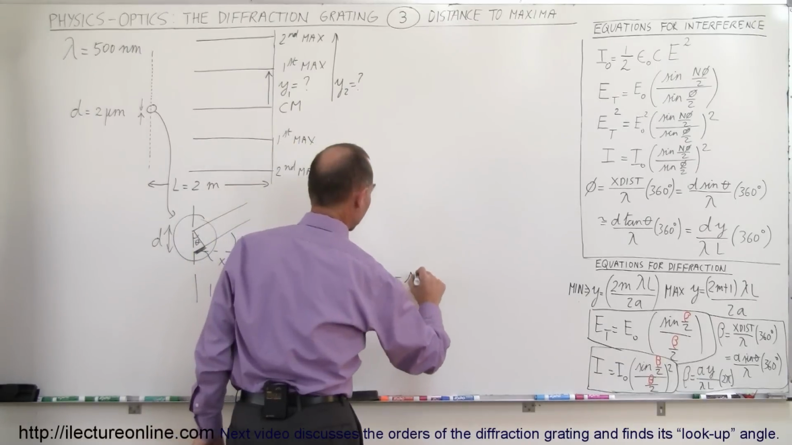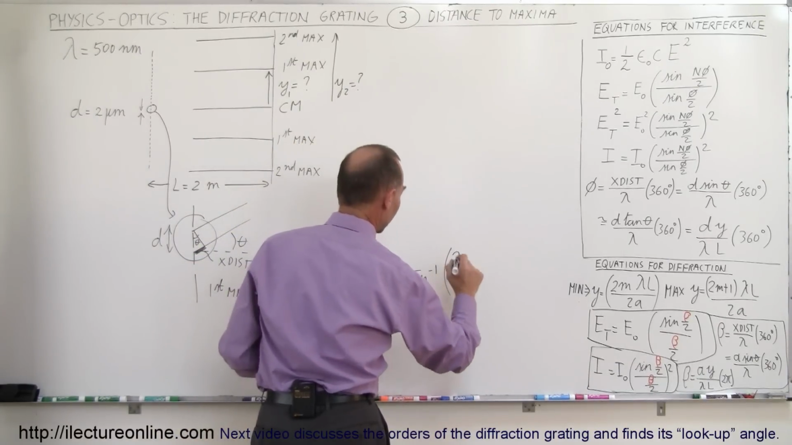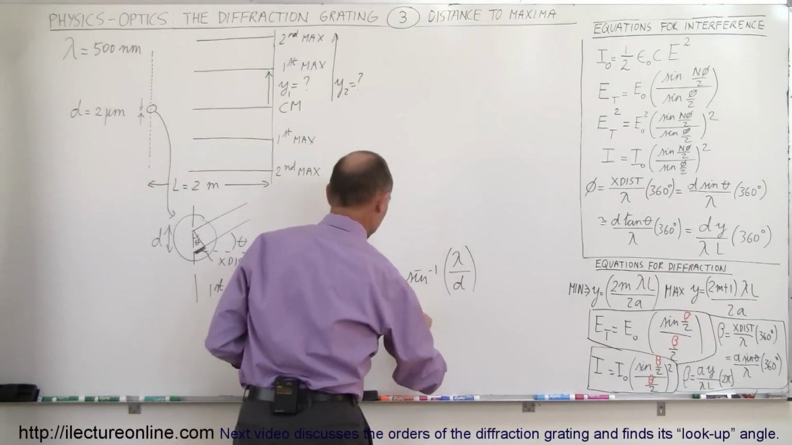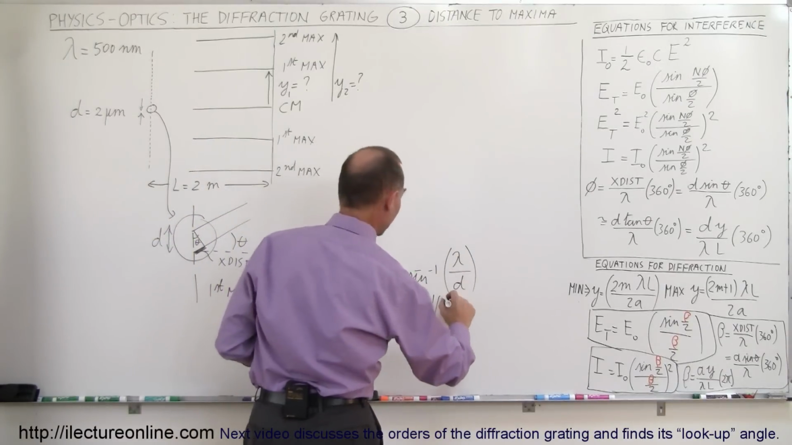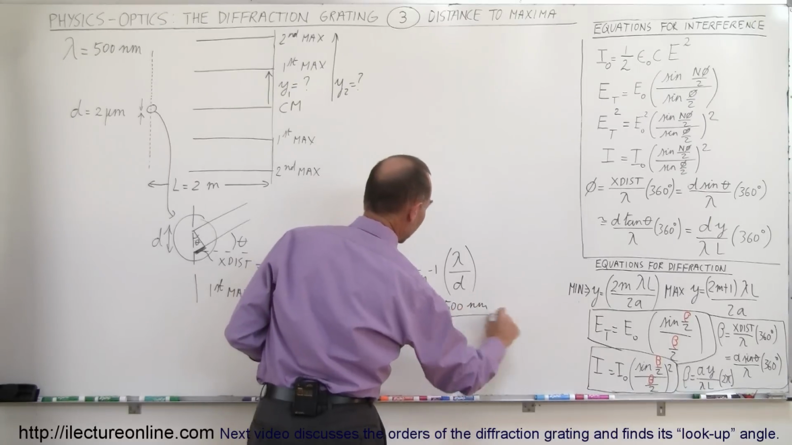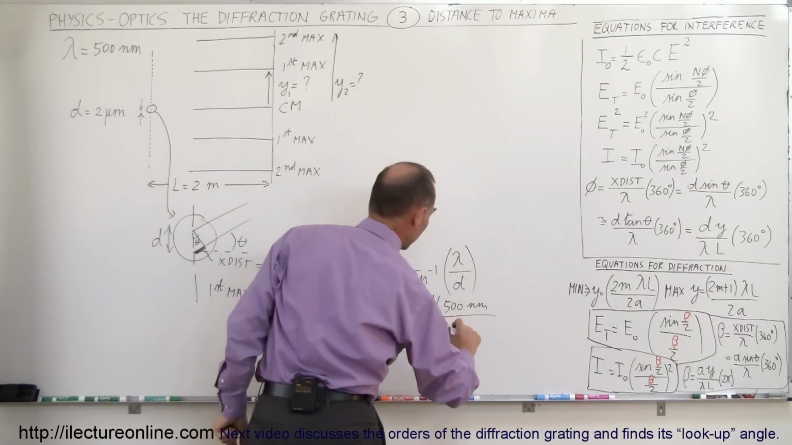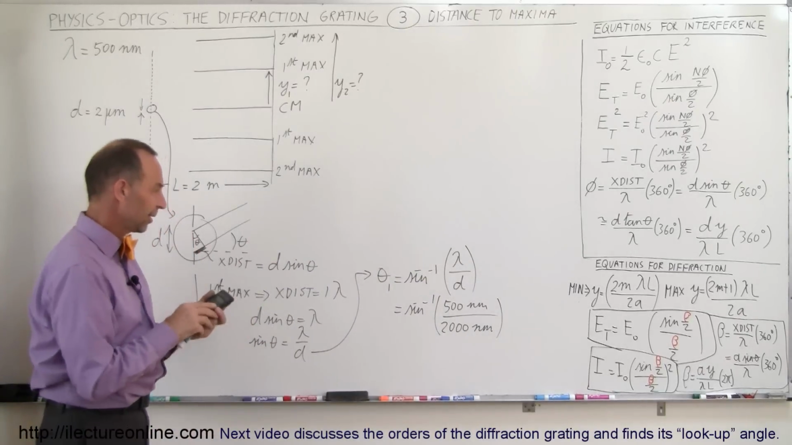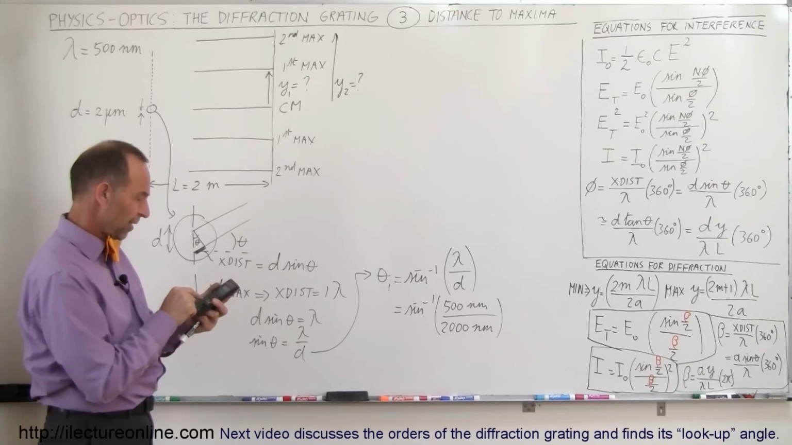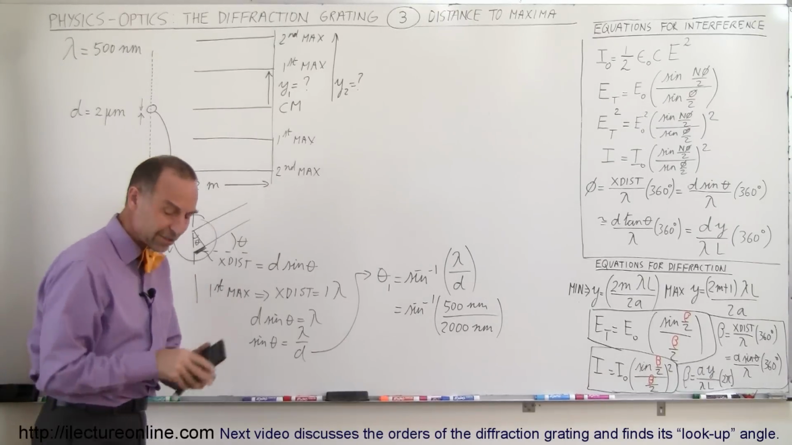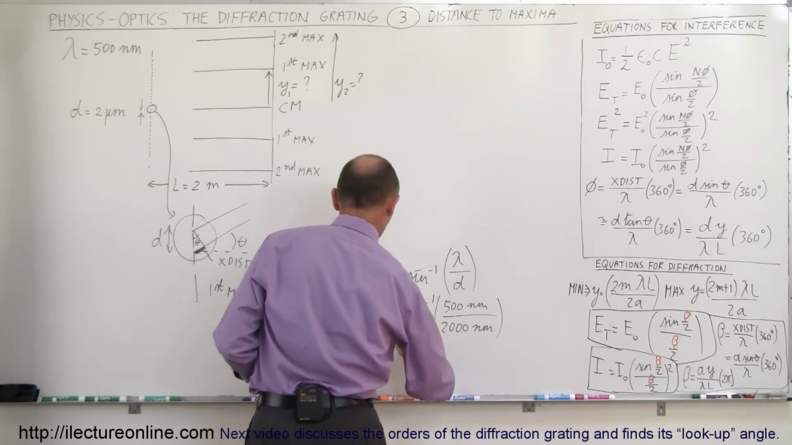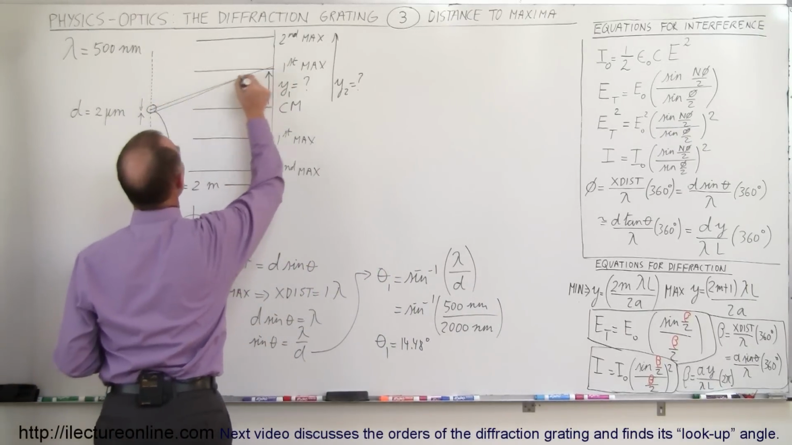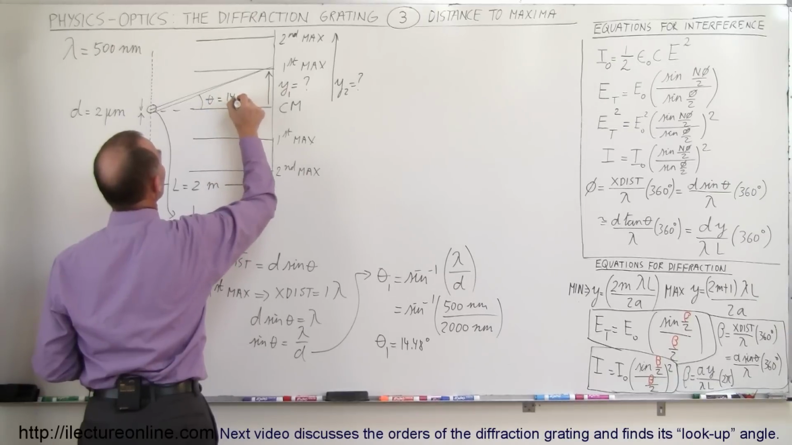That's going to be equal to the arc sine of lambda, a single lambda, divided by d, the distance. All right, and when we plug in the numbers, that's equal to the arc sine of lambda, which would be 500 nanometers, divided by the distance, which is 2 micrometers, converted to nanometers, would be 2,000 nanometers. And so with a calculator, 500 divided by 2,000, that's a quarter, so 0.25, take the arc sine of that, we get 14.48 degrees. So that gives us theta sub 1 is equal to 14.48 degrees. So that's the lookup angle from here to the first maximum. So that's this angle right here. So theta equals 14.48 degrees.